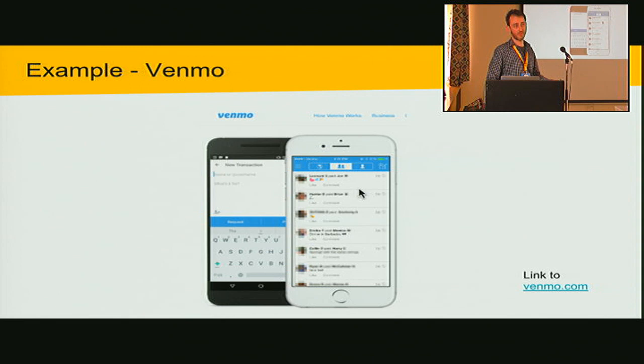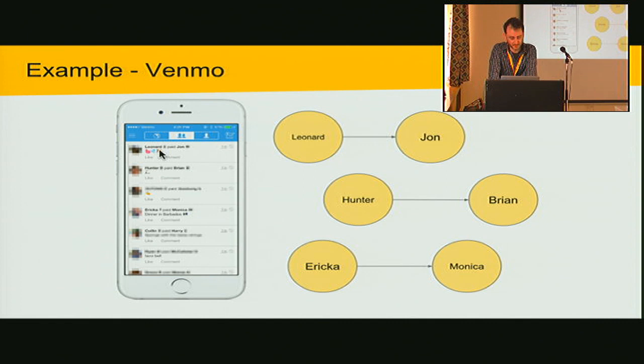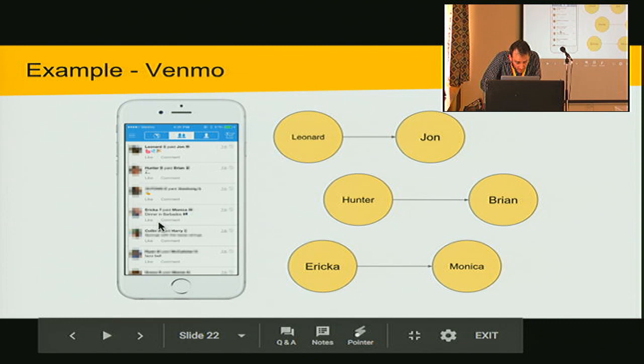I mean, this is a little small and blurry, but you will have to trust me that you can see transactions between two people. What you can see here on top, again, trust me, is Leonard paid John, so that's one set of nodes. Hunter paid Brian, and there's an emoji of a scooter for whatever reason. And Erica paid Monica for dinner in Barbados. And there's also Taco Bell over here. So if you go to Venmo.com right now, you could see real-time transactions of people.